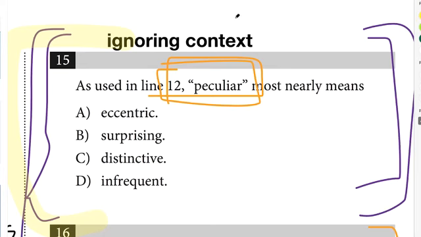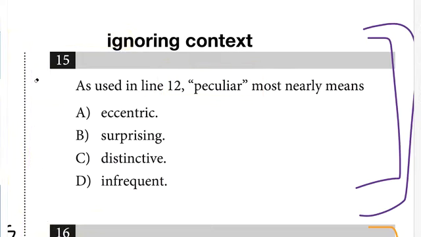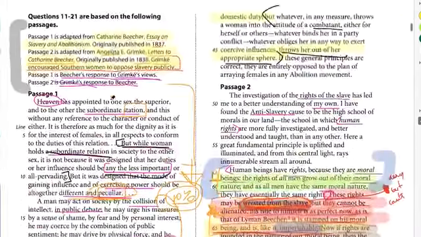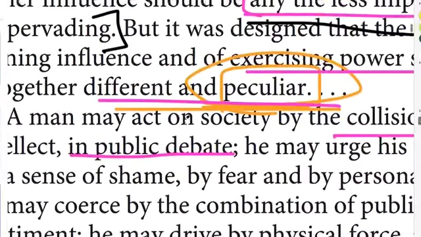But first, we have this word in context question. And obviously on a word in context question, if you ignore the context, that's not very good. So whenever you have these definition questions, the most important thing is context. So I have, as used in line 12, peculiar, most nearly means. So here's the wrong way to do this question. Okay, I can look right here.